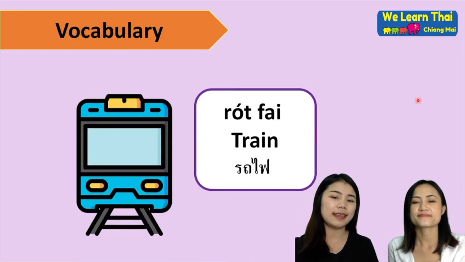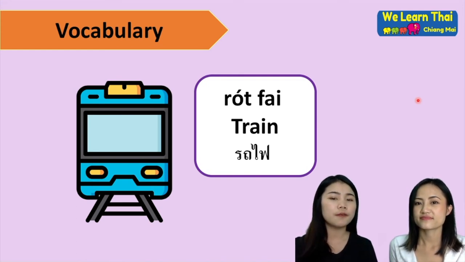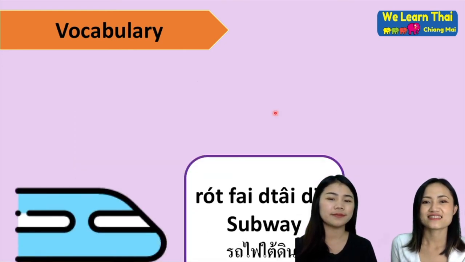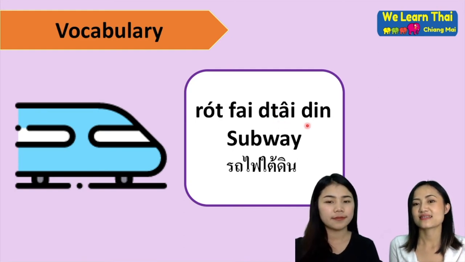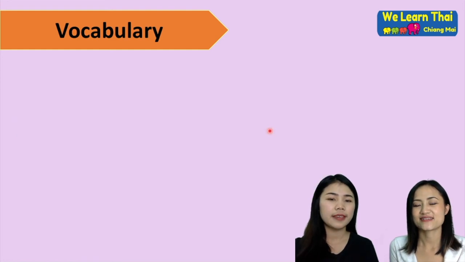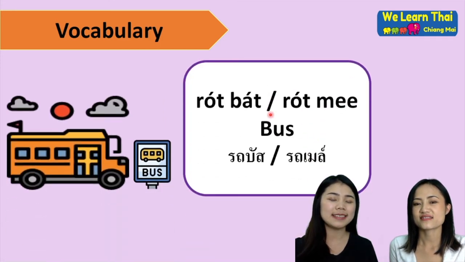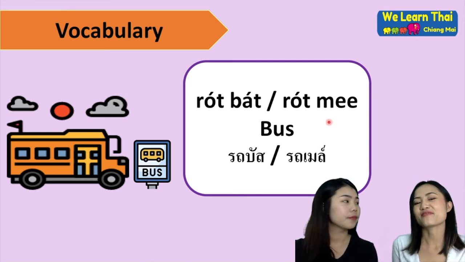Okay. And next we have more vocabulary. The first one, รถไฟ, train. Next, รถไฟใต้ดิน, subway. And the next one, รถไฟฟ้า, sky train. And next, รถบัส or รถเมล์. The Thai word actually we say รถเมล์, and รถบัส is from the English word bus.